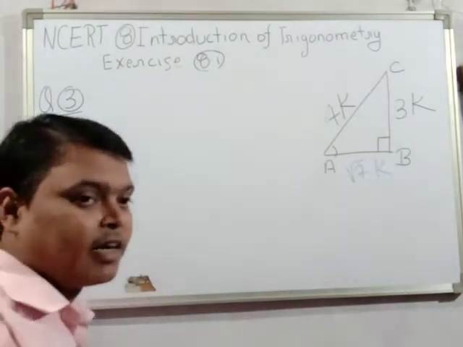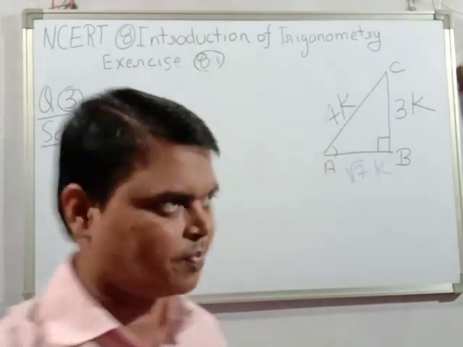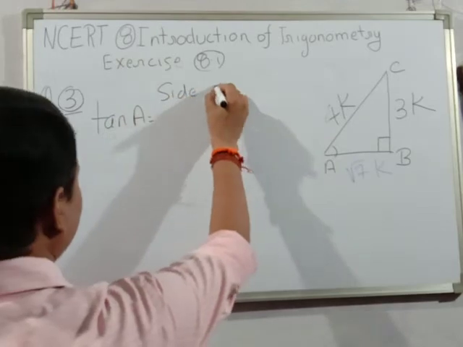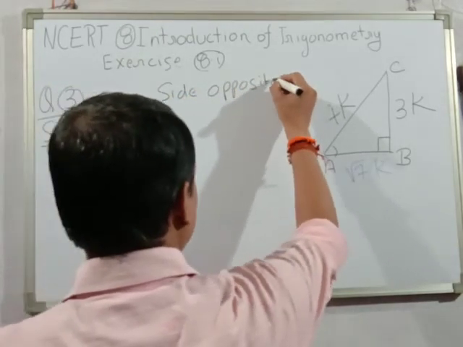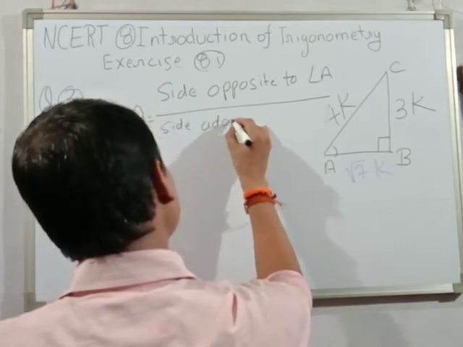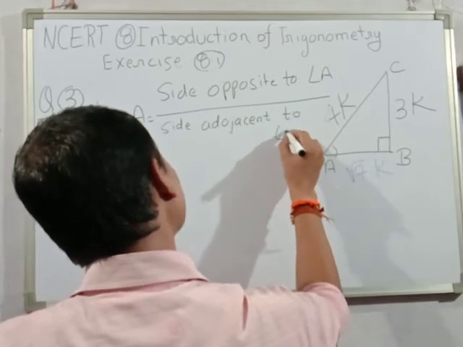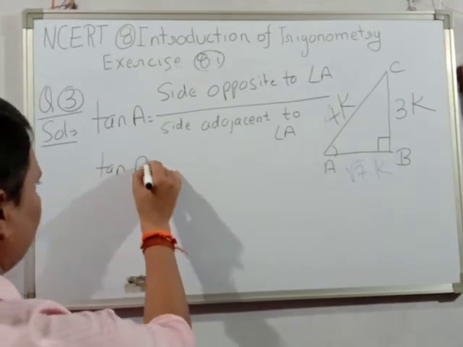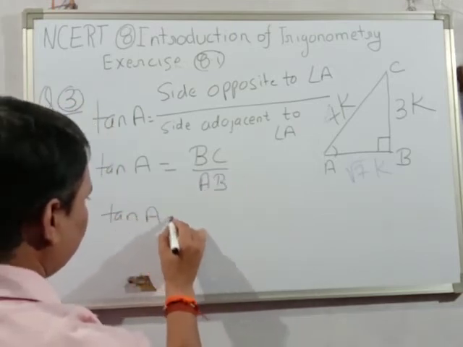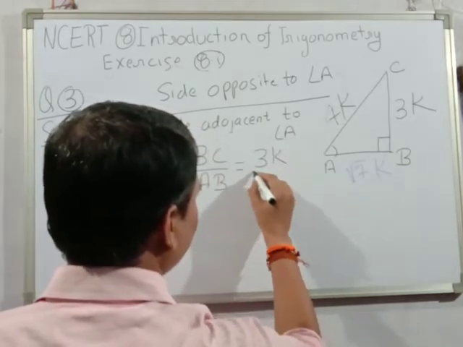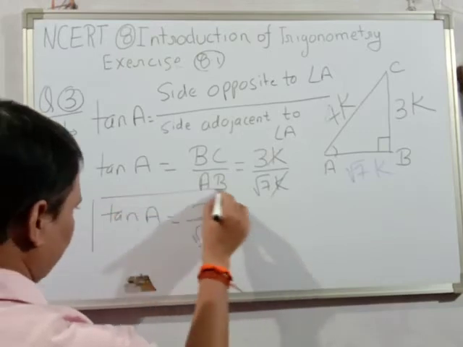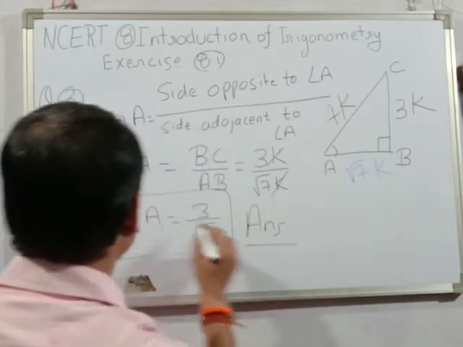What is the formula of tan A? Side opposite to angle A divided by side adjacent to angle A. Tan A equals BC upon AB, means tan A equals 3k upon root 7k. k cancels, the answer is 3 root 7.